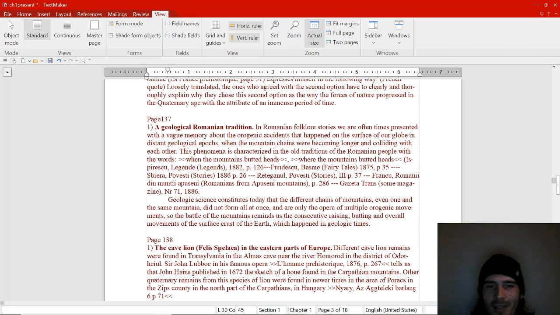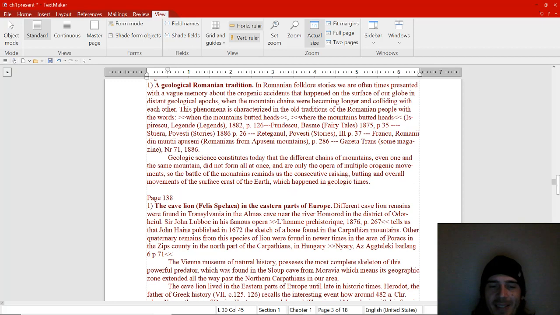Geologic science constitutes today that the different chains of mountains, even one and the same mountain, do not form all at once and are only the opera of multiple orogenic movements. So the battle of the mountains reminds us the consecutive raising, butting, and overall movements of the surface crust of the earth which happen in geologic times. I will analyze this orogenic movement idea in the analysis.